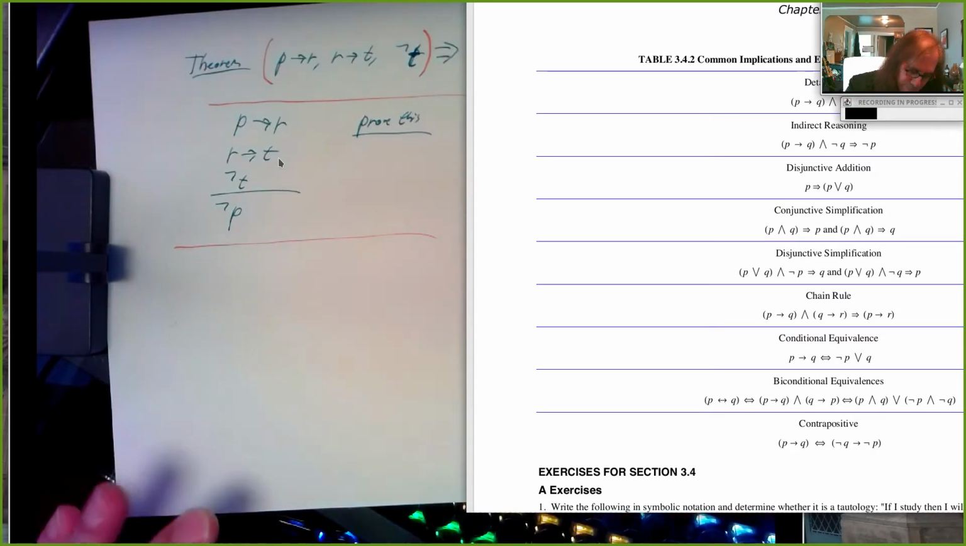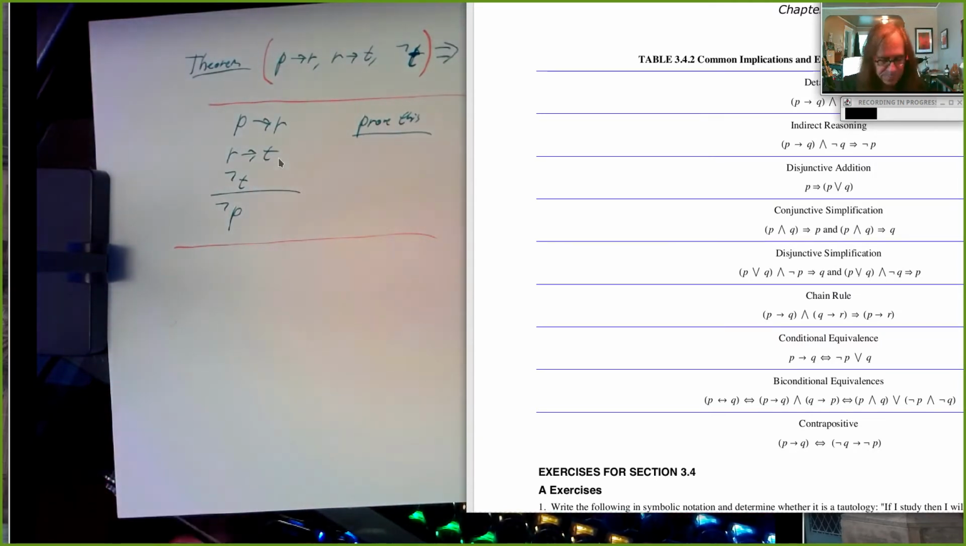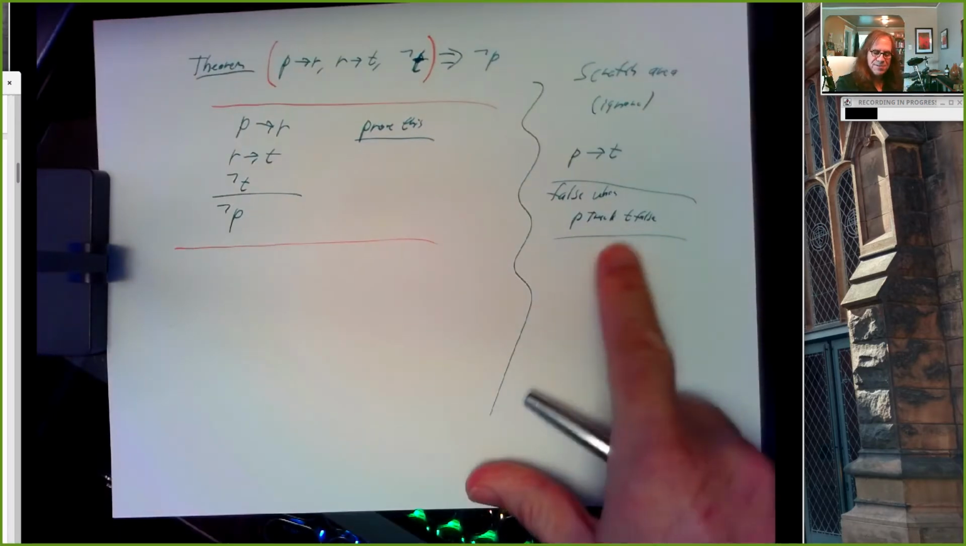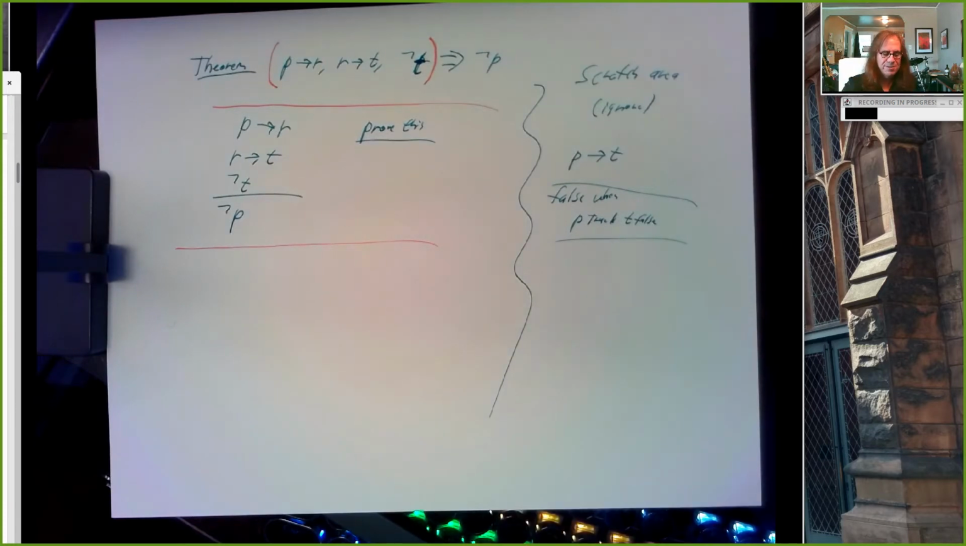Also, we can't really see the scratch portion because of the window. So I just wrote what you said. It's false when P is true and T is false. So what can we do from there?